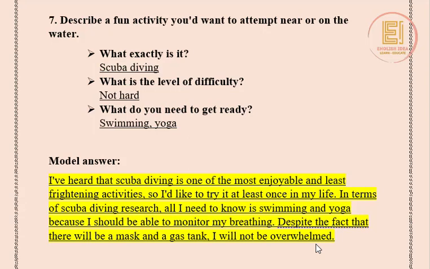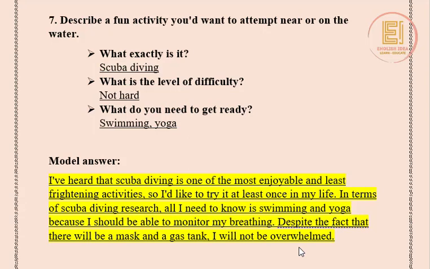Despite the fact that there will be a mask and a gas tank, I'll not be overwhelmed. So if anyone is confused as to why I added yoga, and if they're confused about these 3 lines, then I'm just going to break it down for everyone.